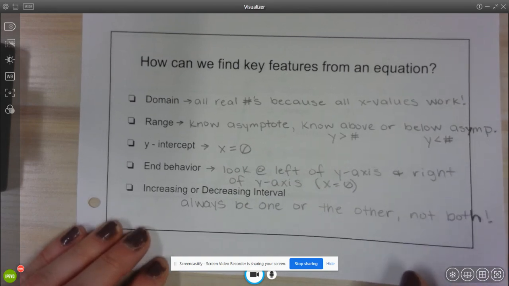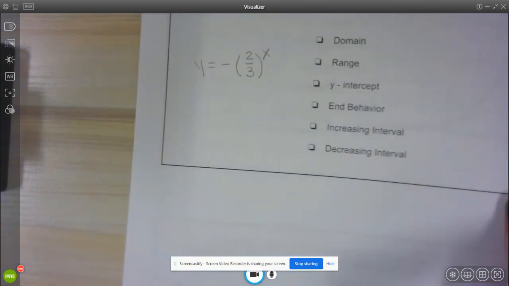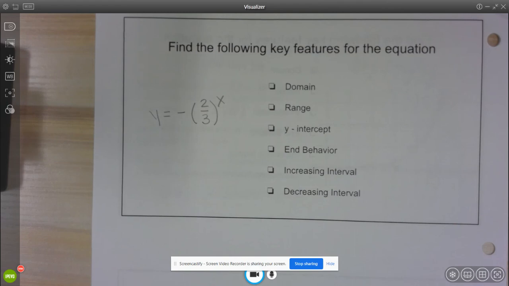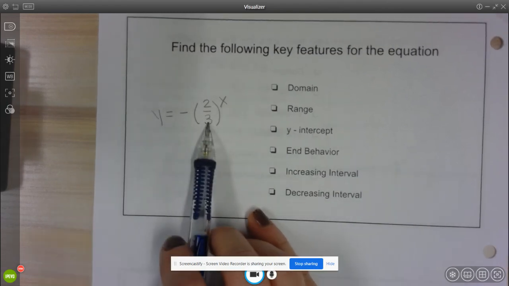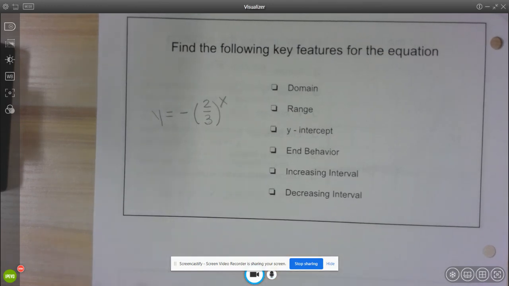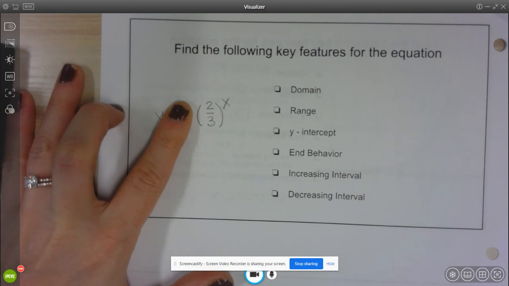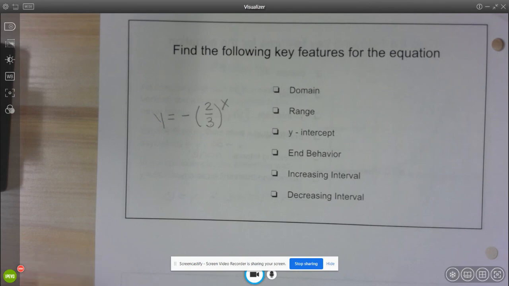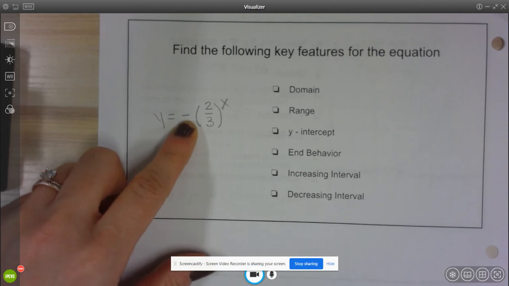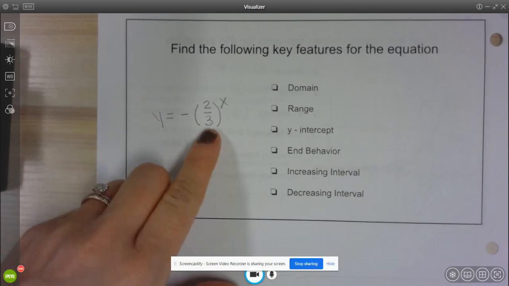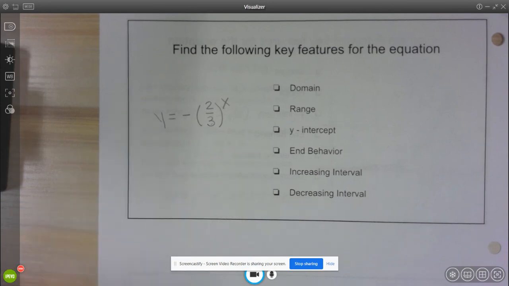So I've got one more example for us. And we're going to do this one without looking at our graph. So 2/3, if I was in my table, my numbers would be getting smaller and smaller and smaller if it was just 2/3. However, since my numbers are negative in front, now those numbers that were getting smaller and smaller are all going to be flipped, which means instead of getting smaller, they're actually going to all be negative, which means since they're all negative, they're all actually getting bigger.